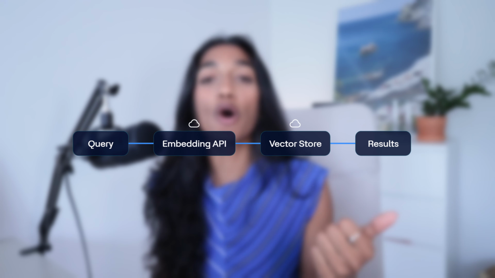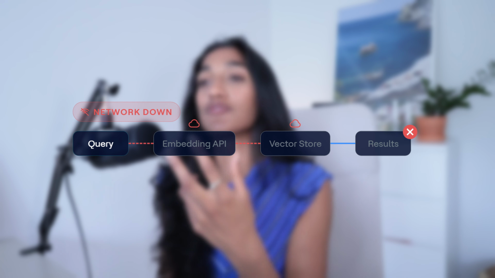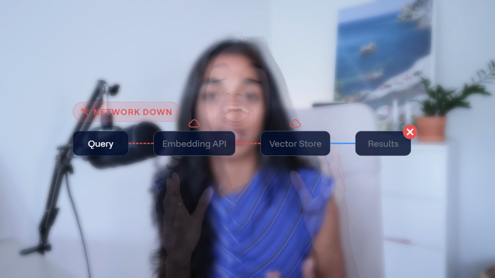Here's a question. That RAG pipeline that you just built, does it work when the internet goes down? Because for a lot of pipelines, the answer is no. And that's because the model is an API call, the vector database is cloud hosted. That means the second the network drops, the whole thing stops returning results.